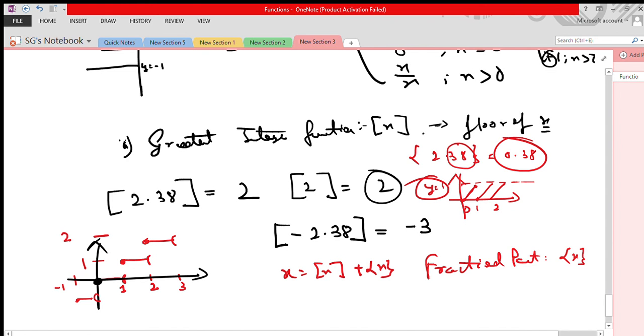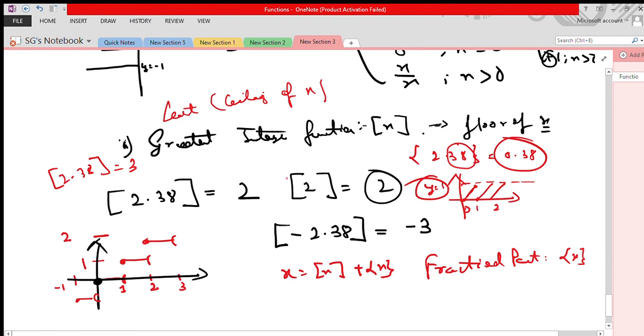Okay, so this is called the fractional part function. Similarly, you have something called the least integer function. It works as the ceiling of x. What it does, it maps 2.38 to 3. It gives you the least integer value which is greater than the given x.